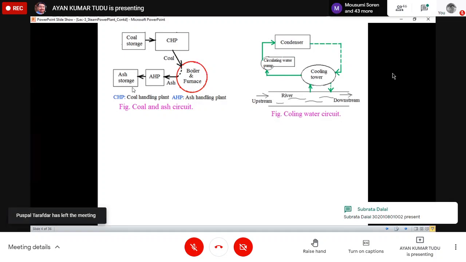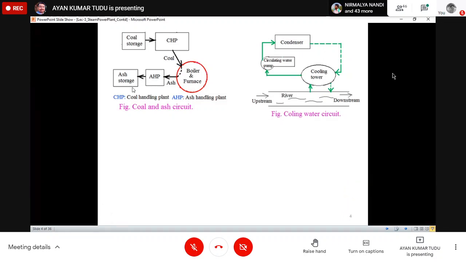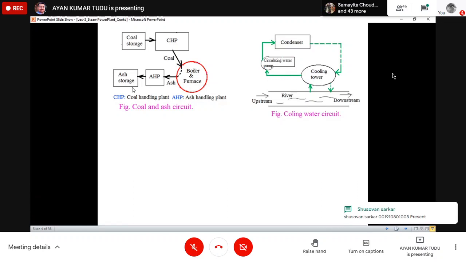Okay, and the water that is collected at the bottom of the cooling tower is again used for our feed water. It is being used through the circulating water pump, and the water stored at the bottom of the cooling tower is again collected through the condenser. Okay, that is one method. Or if we have a river, as shown in the figure here, that water may be dumped into the downstream side of the river also. Okay, that is our cooling water circuit.